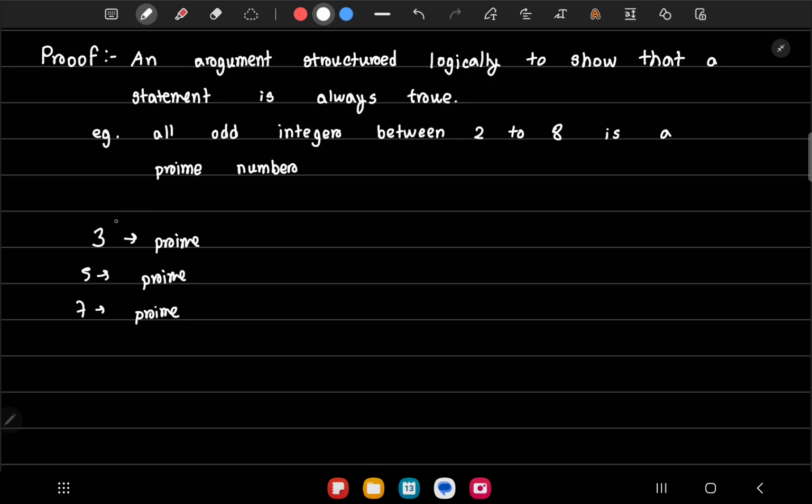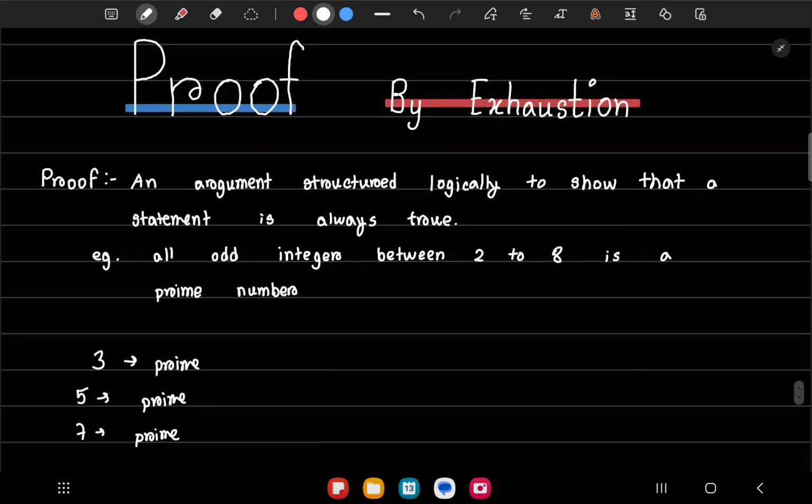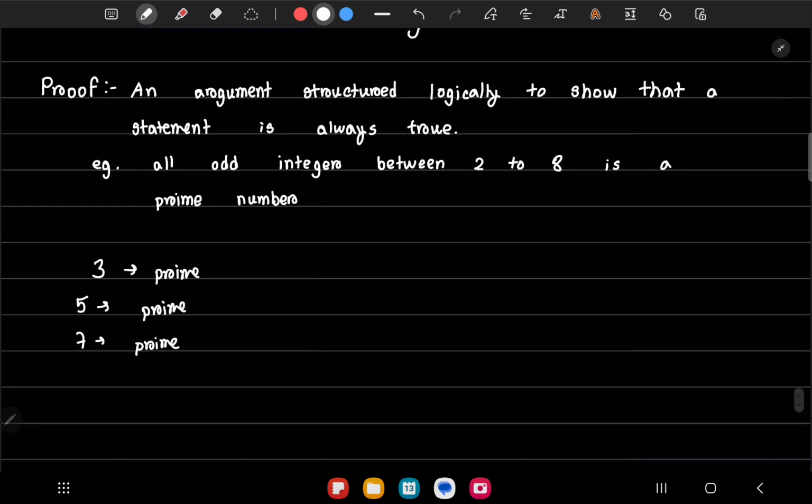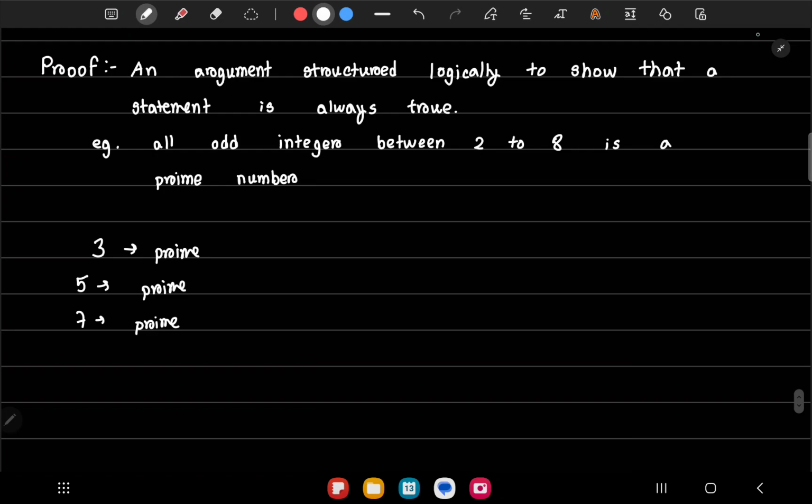In this case, I broke down the statement into all of its possibilities and then showed them individually. So I showed that 3 is a prime number at first, then showed that 5 is a prime number and 7 is a prime number. So I broke down all the possibilities and then showed that the statement holds for all of them. So this is exhaustion.